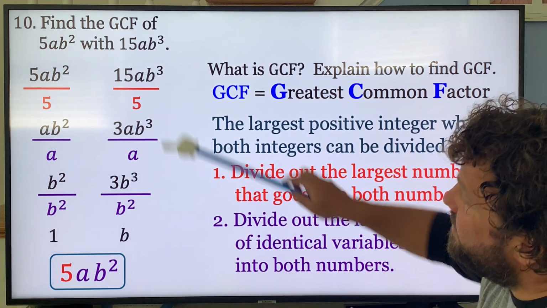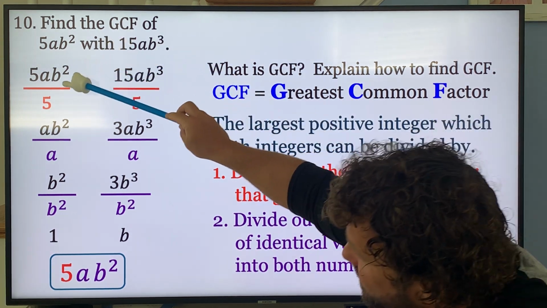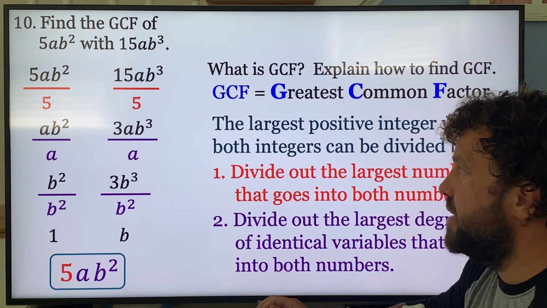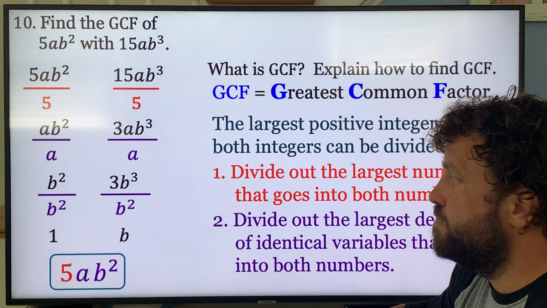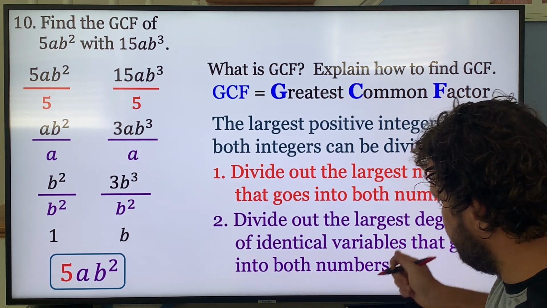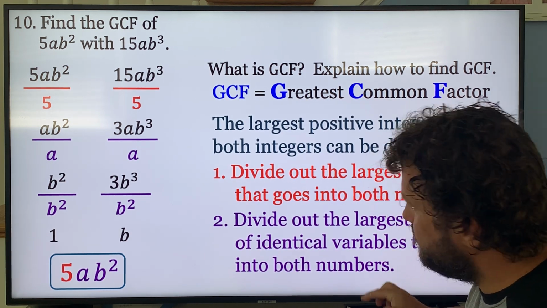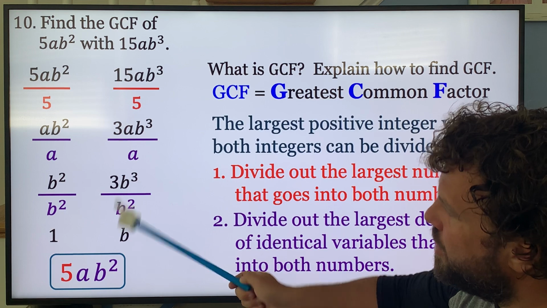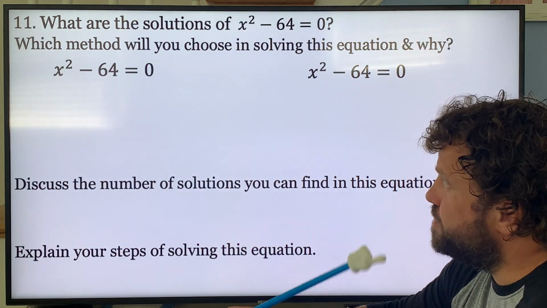All right? I could divide 15ab cubed by 5ab squared and get an answer. Got it? This would be 3b, too, by the way. All right, let's go to the next one.